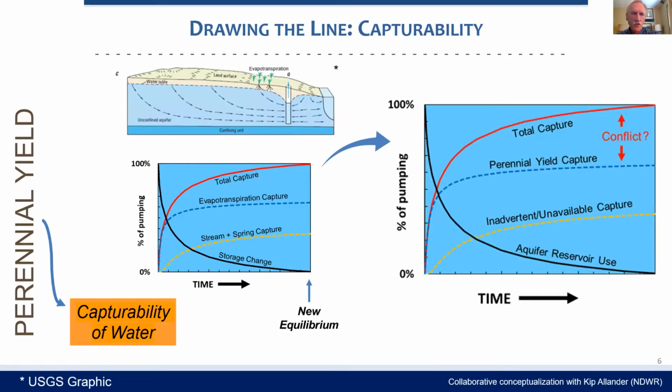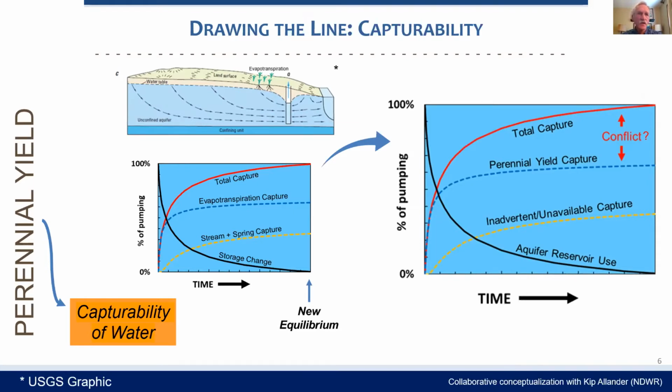So drilling down a little deeper into this capturability of water, it's useful to conceptualize this capturability component in terms of capture curves that are commonly used to describe where water pumped by a well comes from. These same kind of capture curves that describe capture by a pumping well can be applied to the capturability of water from a perennial yield perspective.